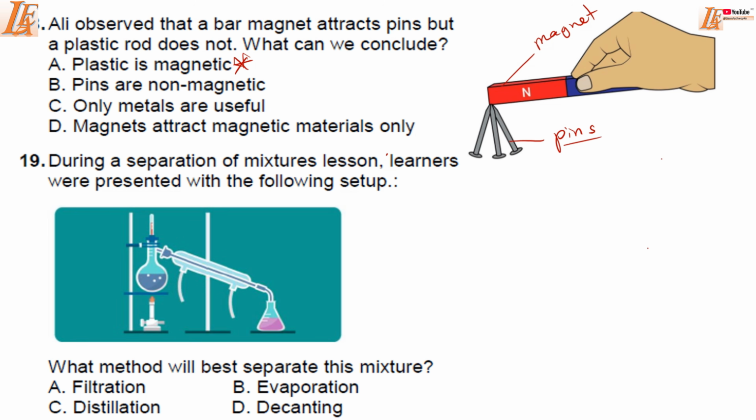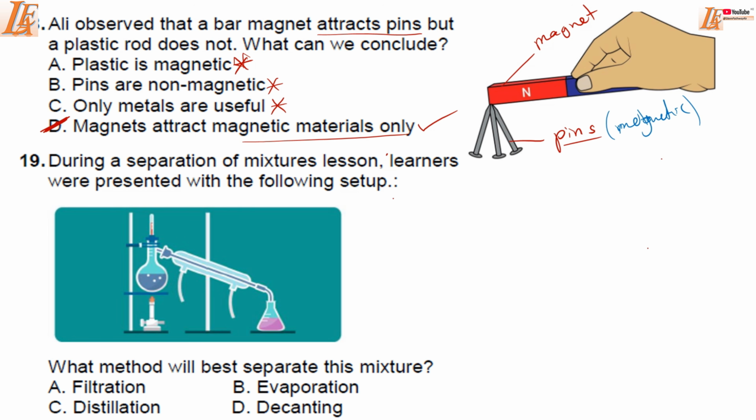Then B, pins are non-magnetic. Pins are magnetic because we are told this magnet attracts pins. Then C, only metals are useful. No. Then D, magnets attract magnetic materials only. This is correct. So in this case, we can conclude that a magnet can only attract magnetic material. And an example of magnetic material in this case, these are pins. These are magnetic materials.